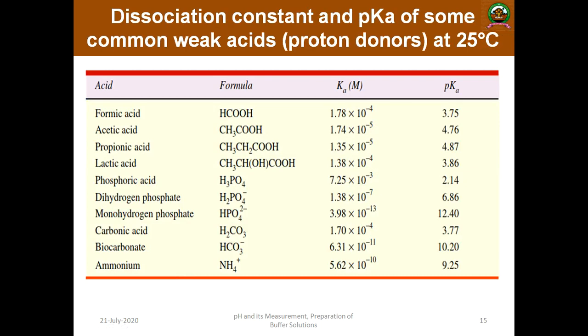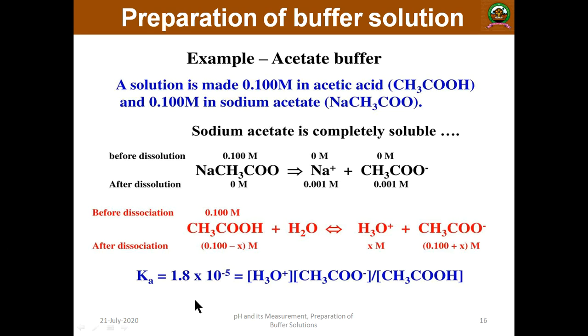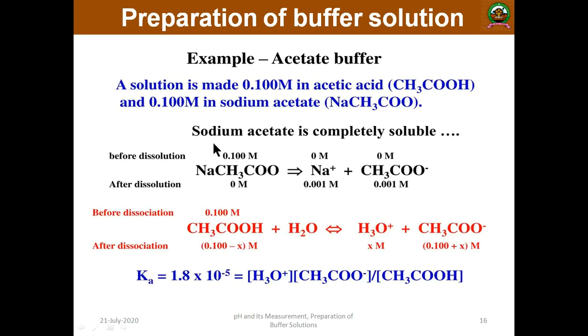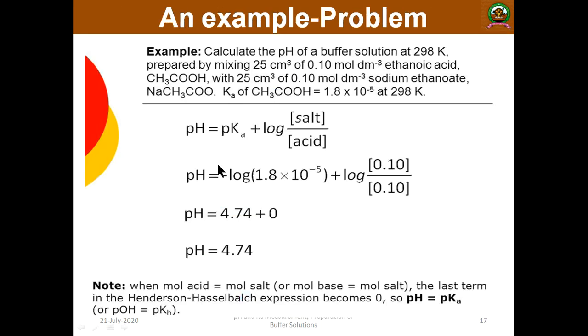Acetic acid Ka is 1.74, and here it is rounded up to 1.8. So 1.8 into 10 raised to minus 5 is equal to the concentration of H3O plus into the concentration of CH3COO minus, whole divided by the concentration of CH3COOH. That is the formula. Then what is the value? So this is the example.